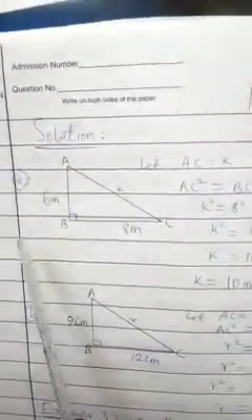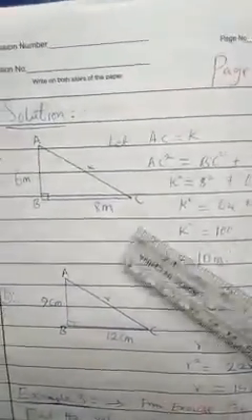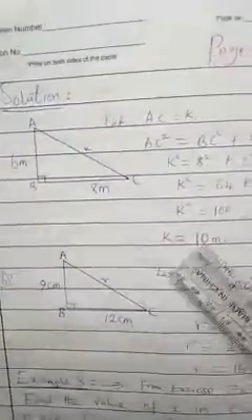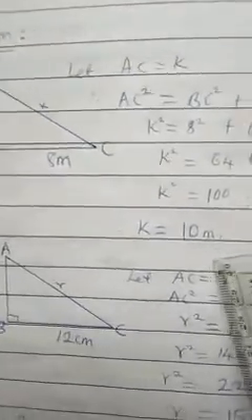First one, you have AB to be 6 meter, BC to be 8 meter, and we have been asked to calculate AC. So we'll give AC a name, which is K. AC equals K. So K square will be equal to 8 square plus 6 square. 8 square means 8 times 8, which is 64. 6 square means 6 times 6, which is 36. So 64 plus 36 will give you 100. K will be equal to the square root of 100, which is 10 meter.